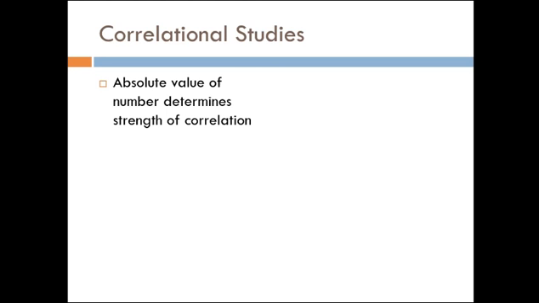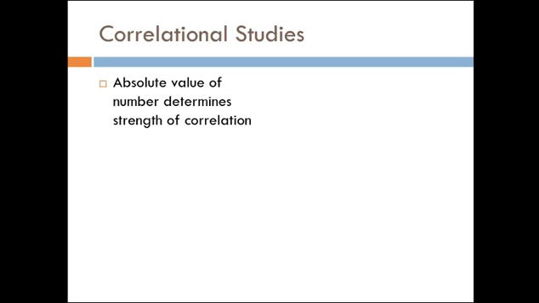You've got to ignore that positive and that negative sign for the purposes of interpreting correlations, because all the sign is telling us is what the direction is. Are the two variables moving in the same direction, or are they moving in opposite directions? Is it a positive correlation and they both move in the same way, or is it a negative correlation where one increases while the other decreases?